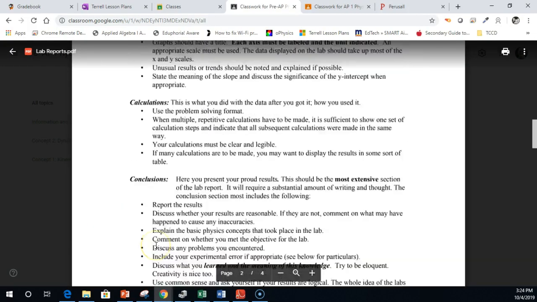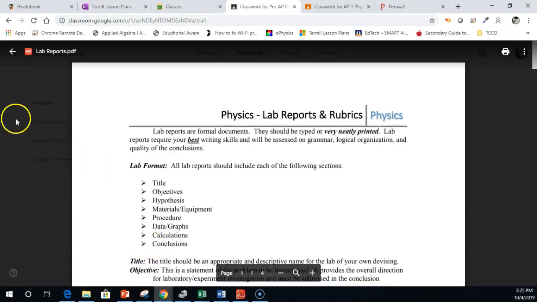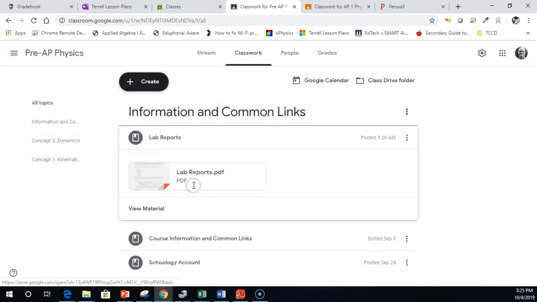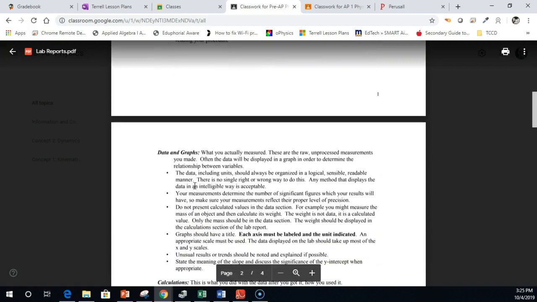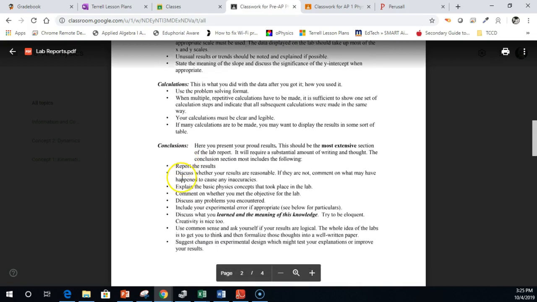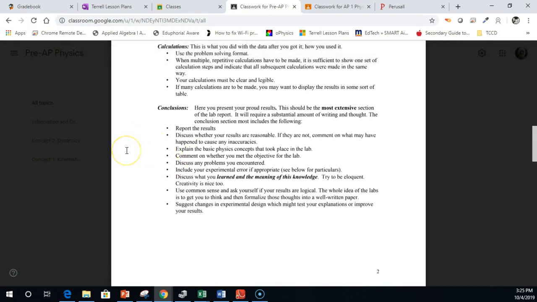Okay, so this is out on Google Classroom. It's up underneath course information, information and common links. Make sure you go through this over the weekend and you're familiar with it, because if you're not, you're going to be really lost in a 45-minute class on Monday while you're doing a lab. Okay?